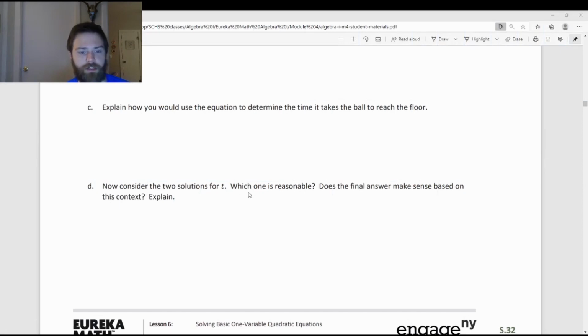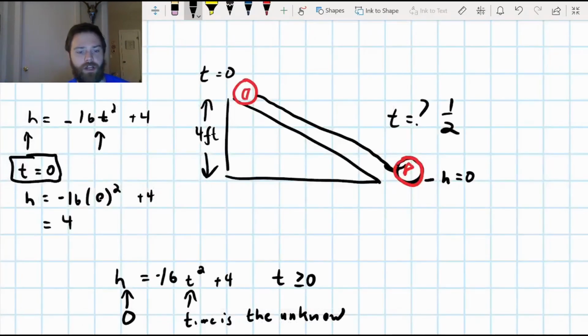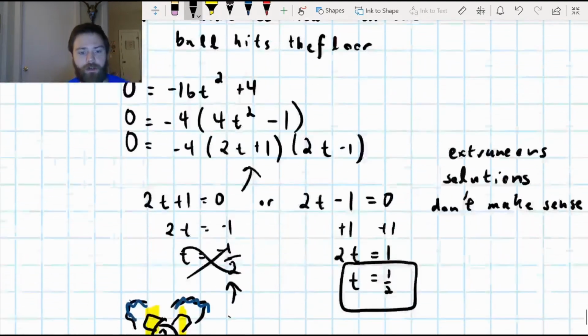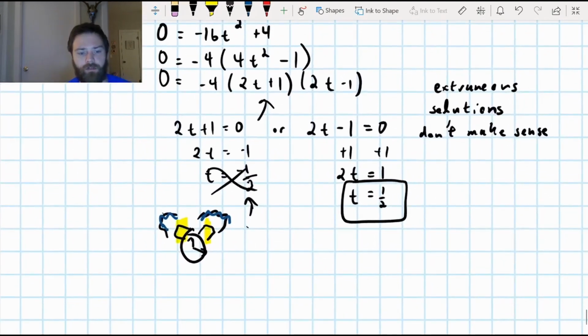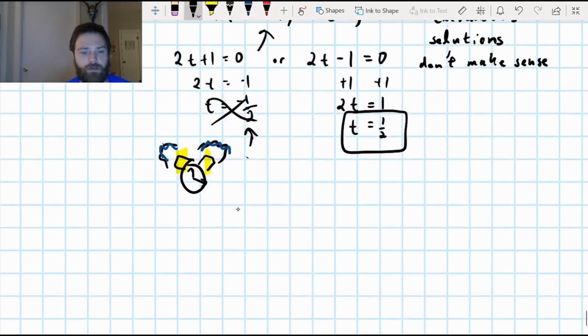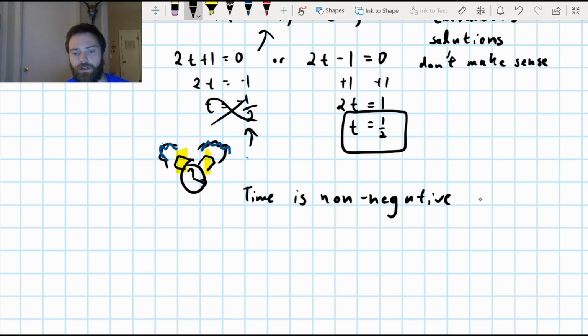So let's go back to this. It says, now consider the 2 solutions for t. Which one's reasonable? Does the final answer make sense based on this context? We talked about that. That's the extraneous solution we talked about down here. Time cannot be negative. Something to note here is time is non-negative. In other words, t is greater than or equal to 0.